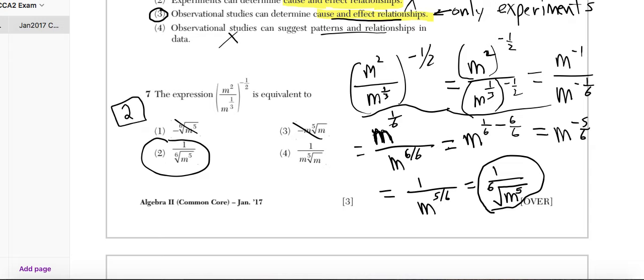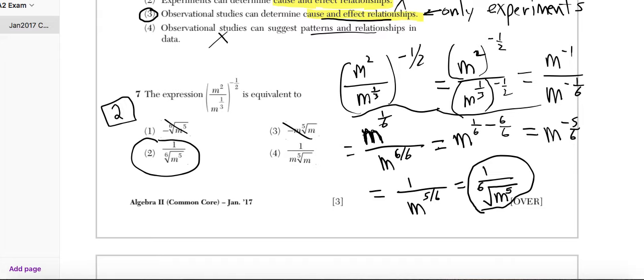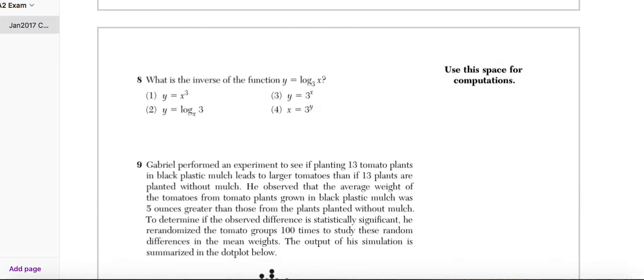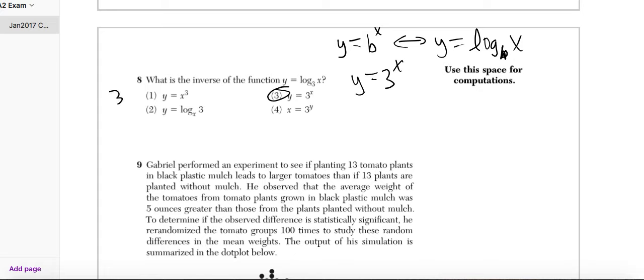We're making good pace. Make sure you understand how to convert from exponent to radical form and also the properties of negative exponents. All right, moving on to number 8. What is the inverse of the function y equals log base 3 of x? Guys, any equation of the form y equals b to the x and the equation y equals log base b of x are inverses. All right, so log base 3, the inverse should be y equals 3 to the x. Choice 3. We could go into the details of that, but that's all we really needed to do.